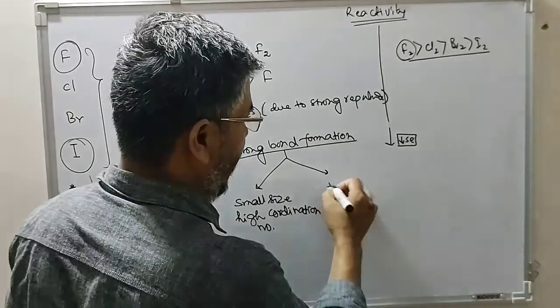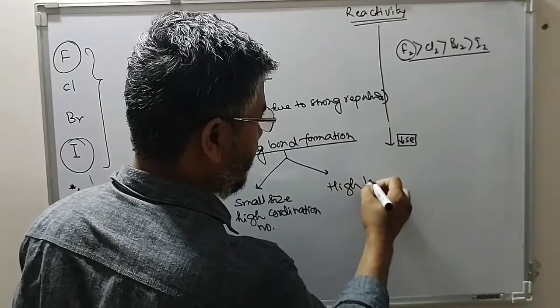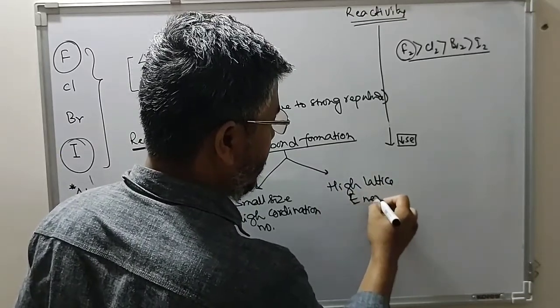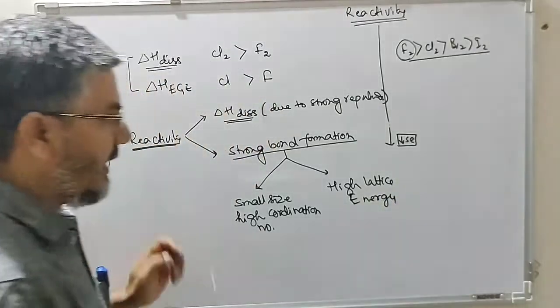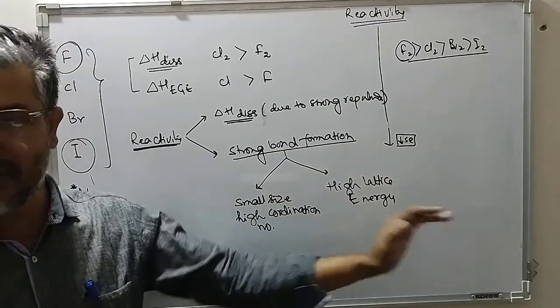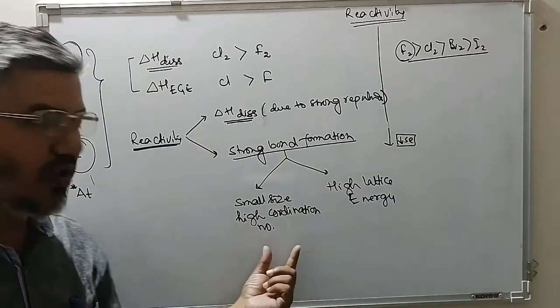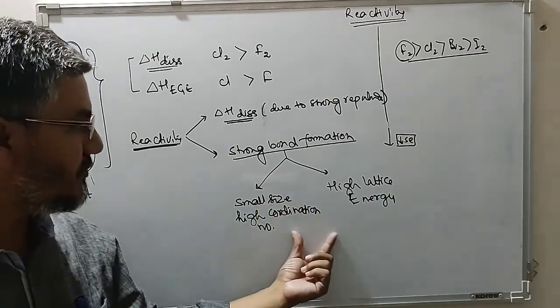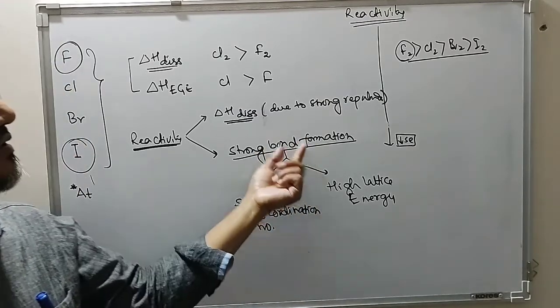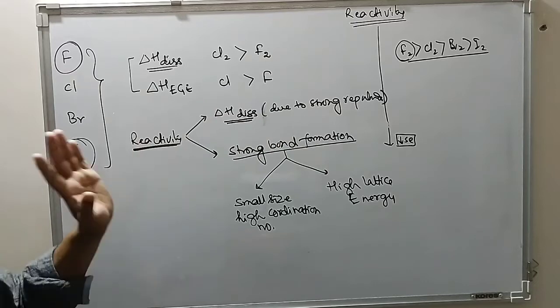Second, high lattice energy. So due to the high lattice energy of the bond formed between the atom and fluorine, and the high coordination number, fluorine always forms strong bonds, and because of this strong bond formation, fluorine is more reactive.